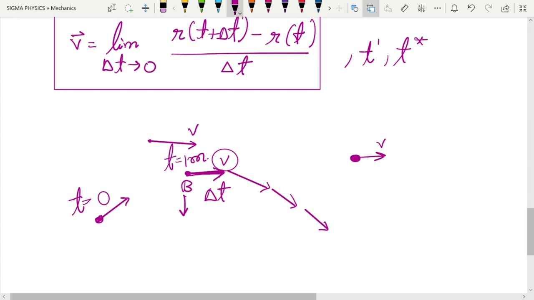Now, if you remember average velocity, it is defined between two points, right? If the ball was here at t equal to 0 and here at t equal to 1 minute, then the average velocity is defined between these two points. But the instantaneous velocity is defined only for a single point. So instantaneous velocity is only defined for that single snapshot, right?